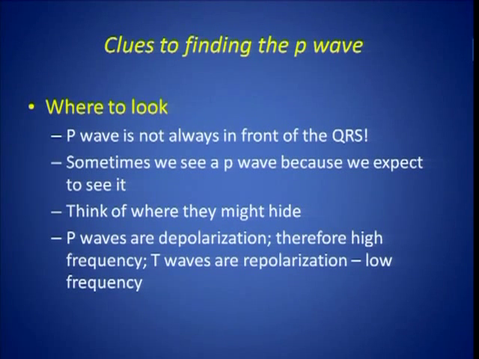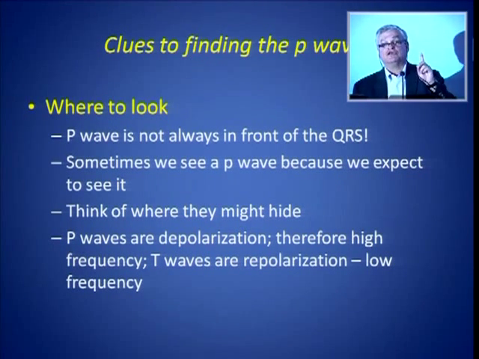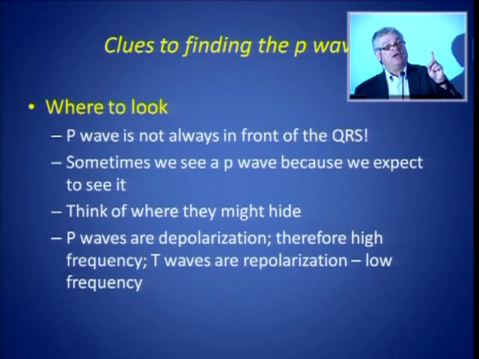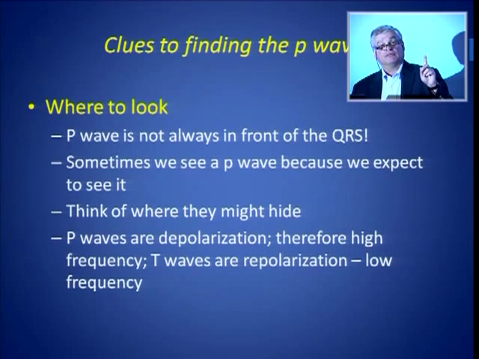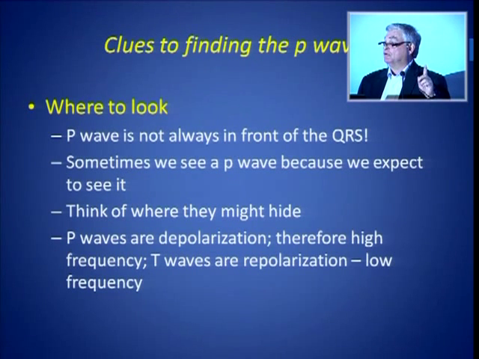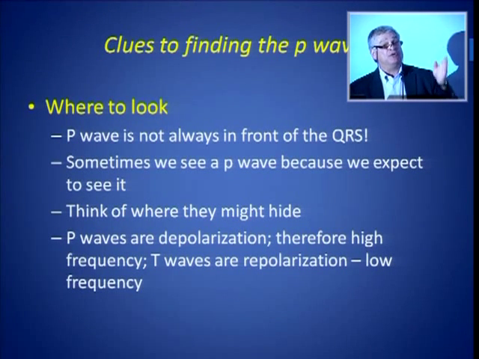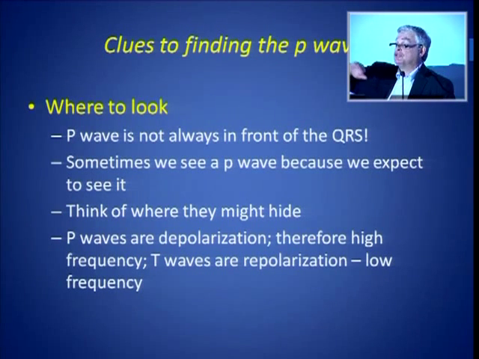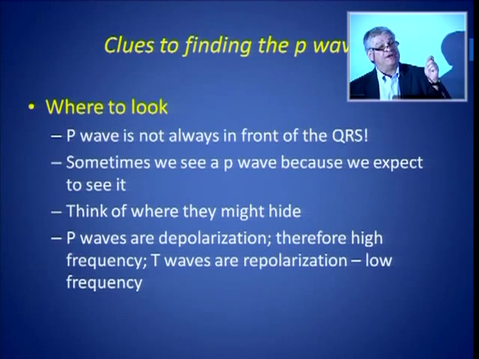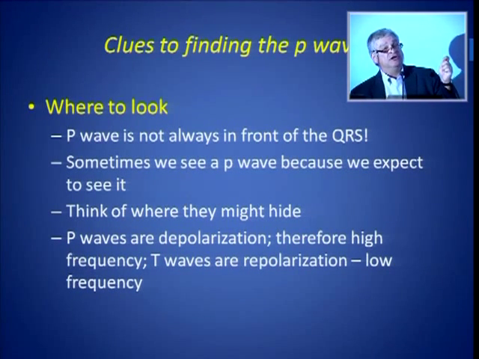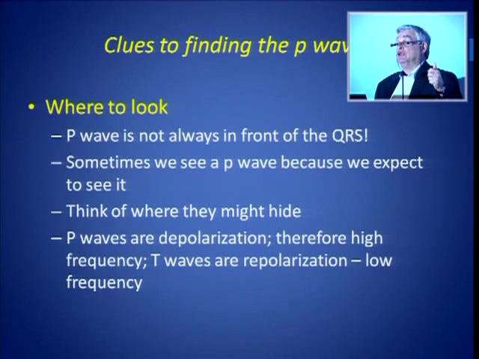Unlike most people on Earth, you will now be able to find P waves and T waves. Why? P waves are depolarization. T waves are repolarization. Depolarization, like the QRS complex, is high frequency. It has high frequency components. It has sharp deflections and notches. T waves are rounded and smooth. So when you see something that is high frequency in a T wave, it can only be artifact or depolarization.